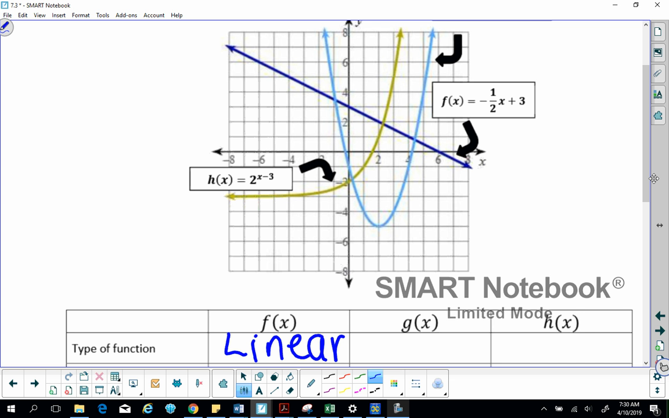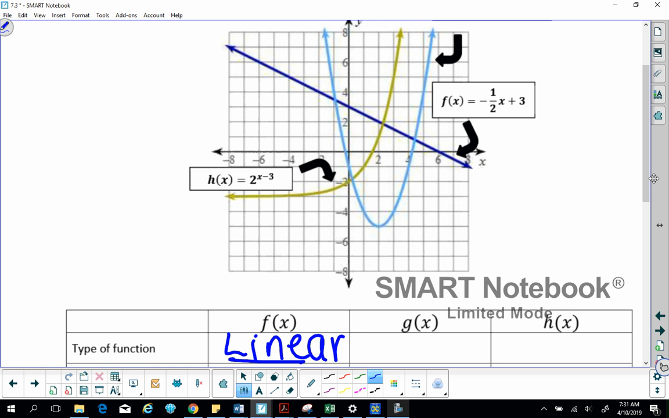What word's in linear? Line, right? So we know linear is a straight line. So that's why that one would be linear. Stephen, what would the blue one be right here?